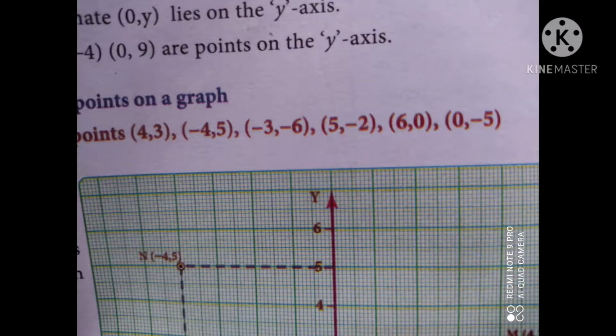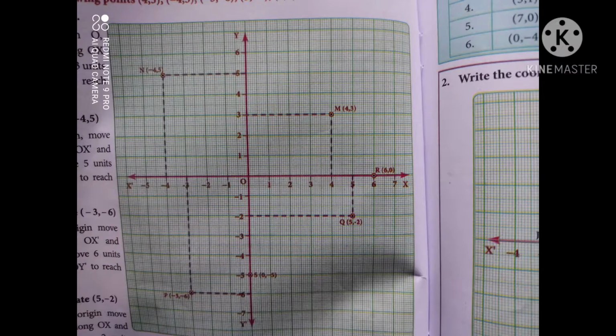Next is plotting the given points on the graph. Consider the following points: 4, 3; minus 4, 5; minus 3, minus 6; 5, minus 2; 6, 0; and 0, minus 5. Listen, the first point is 4 comma 3. Both values are positive. Which quadrant does the point lie in? The first quadrant.